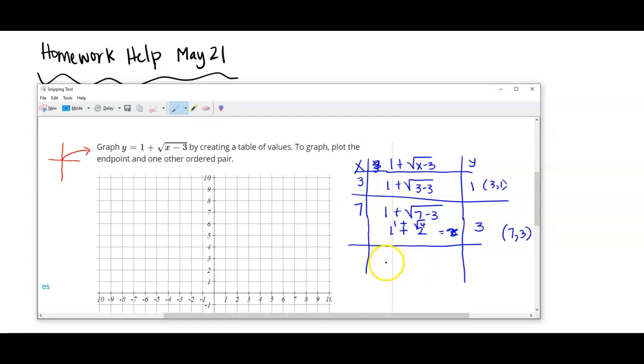4. Number 4. Okay, yeah, 4 would be great too, because when we put that in, look what happens when we do the square root of 4 minus 3. That's 1, and then the square root of 1 is just 1. So 1 plus 1 gives me 2. So I've got the point 4 comma 2.